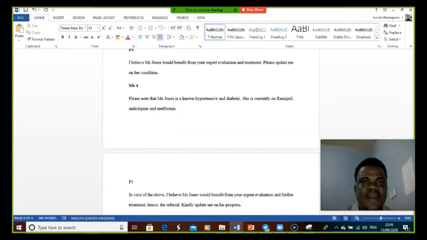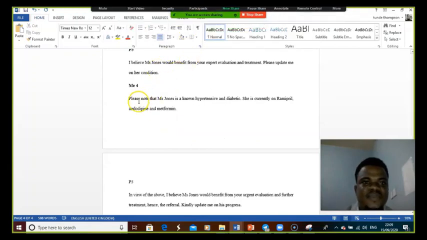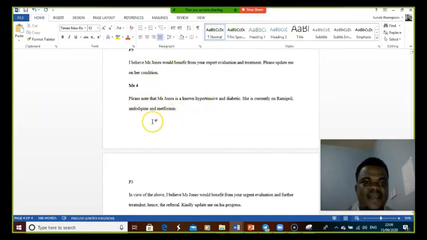So let's see my paragraph 4. My paragraph 4, I said, okay, I've actually read that before. Please note that Ms. Jones is a known hypertensive and diabetic. She's currently on Ramipril, should be small letter. Currently on Ramipril, amlodipine, and metformin.